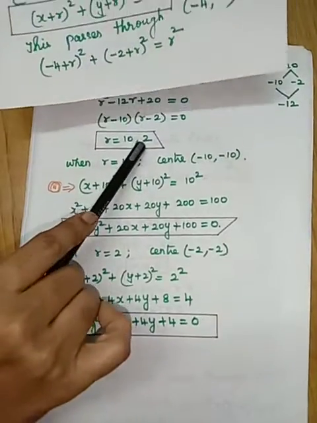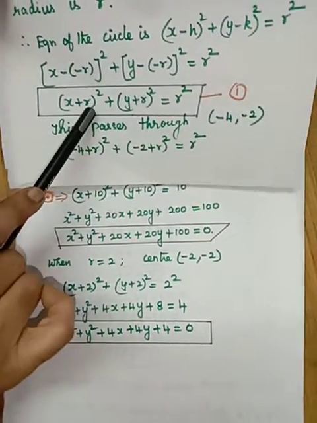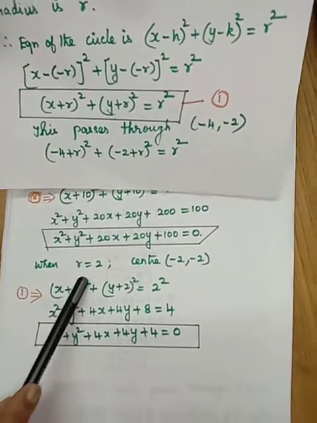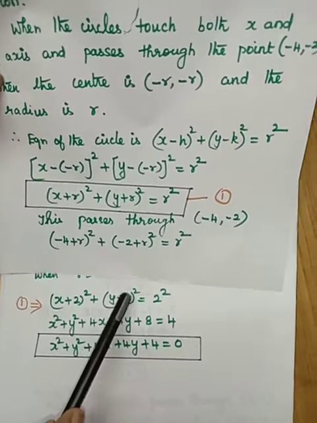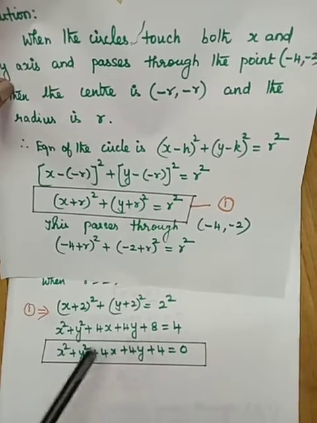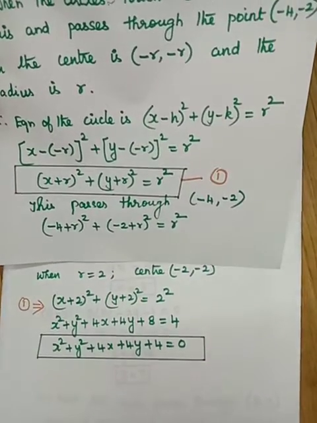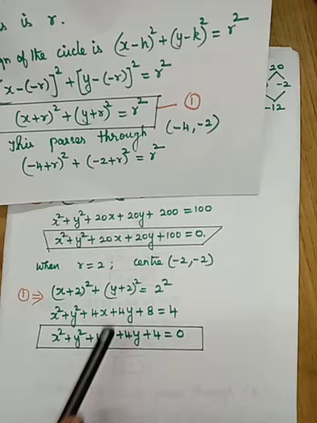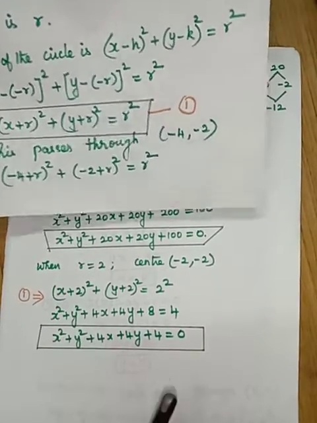Next, the r value is what? It is 2. So when you substitute here, it is (x plus 2) the whole square plus (y plus 2) the whole square is equal to 2 square. So you have to use the formula (a plus b) the whole square and you will get the equation of the circle. How many equations are you getting? Two equations you are getting.